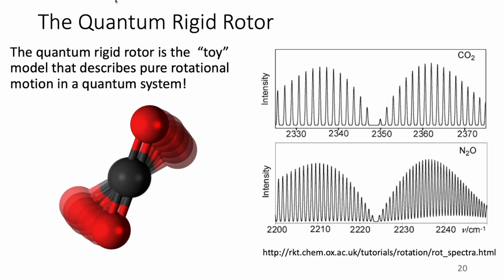So, the subject of this video, the quantum rigid rotor, what is it? You can think of a quantum rigid rotor as the toy model that describes pure rotational motion in a quantum system. First we had translational motion with the particle in a box. Then we had vibrational motion with our quantum harmonic oscillator. And now we're talking about rotational motion with the quantum rigid rotor. That image on the right is me teasing what's coming after this class: rotational spectroscopy, also known as microwave spectroscopy, where you can actually observe transitions between these different allowed rotational states for some molecules.